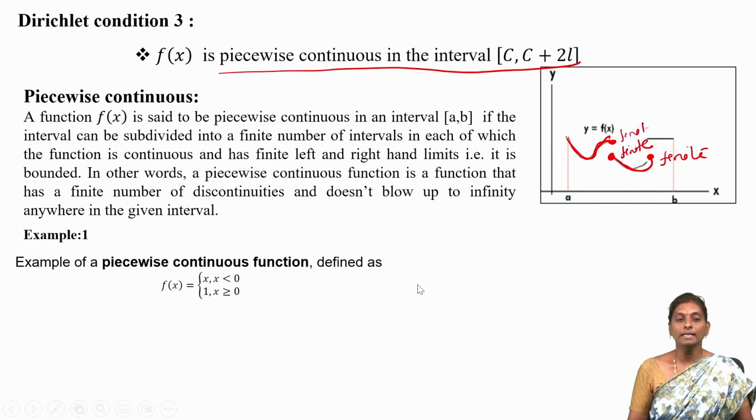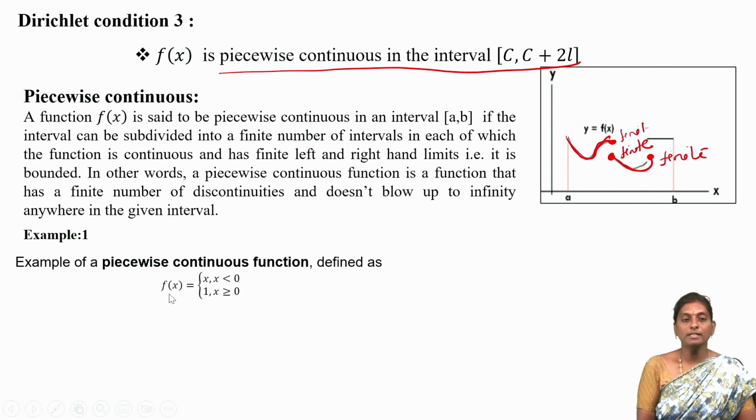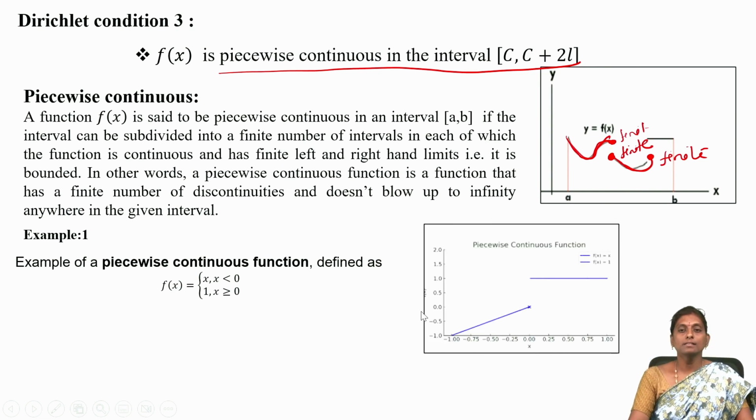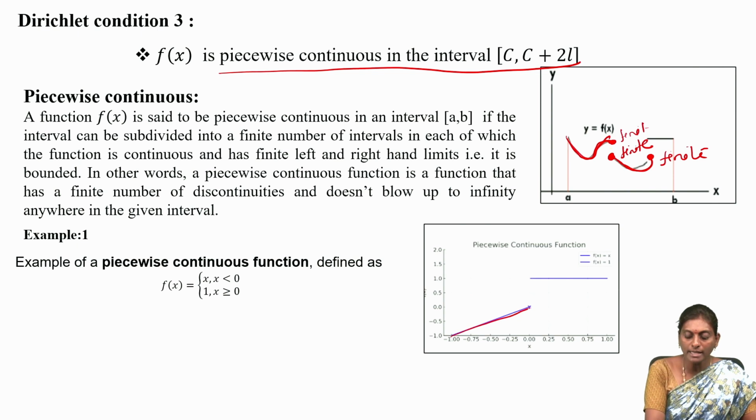For example, I take one example. f of x is equal to x for x less than 0, and f of x is equal to 1 for x greater than or equal to 0. In this case, you draw the figure. The figure of f of x equals x is this one, and f of x equals 1 is this one. So let us check whether it is piecewise continuous or not.